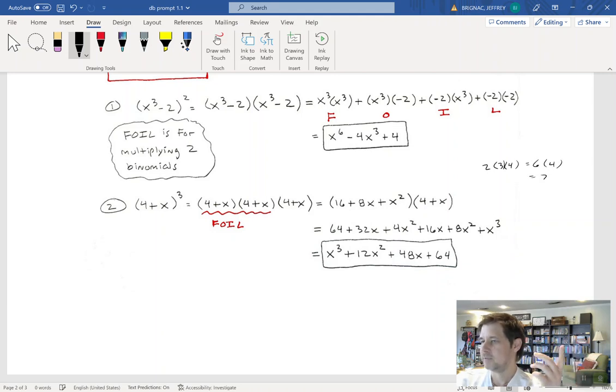And now 6 times 4, well, that's 24. So that's sort of what I'm doing here. I multiply these first two together. Okay, I got that. And then still I've got this one.